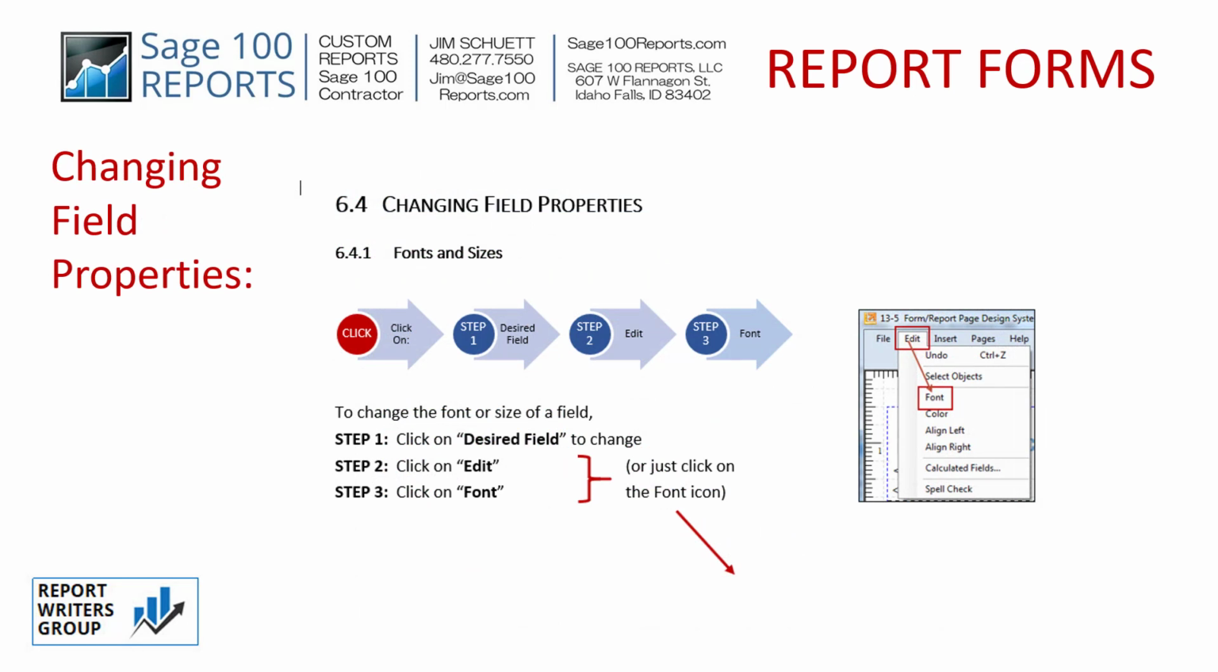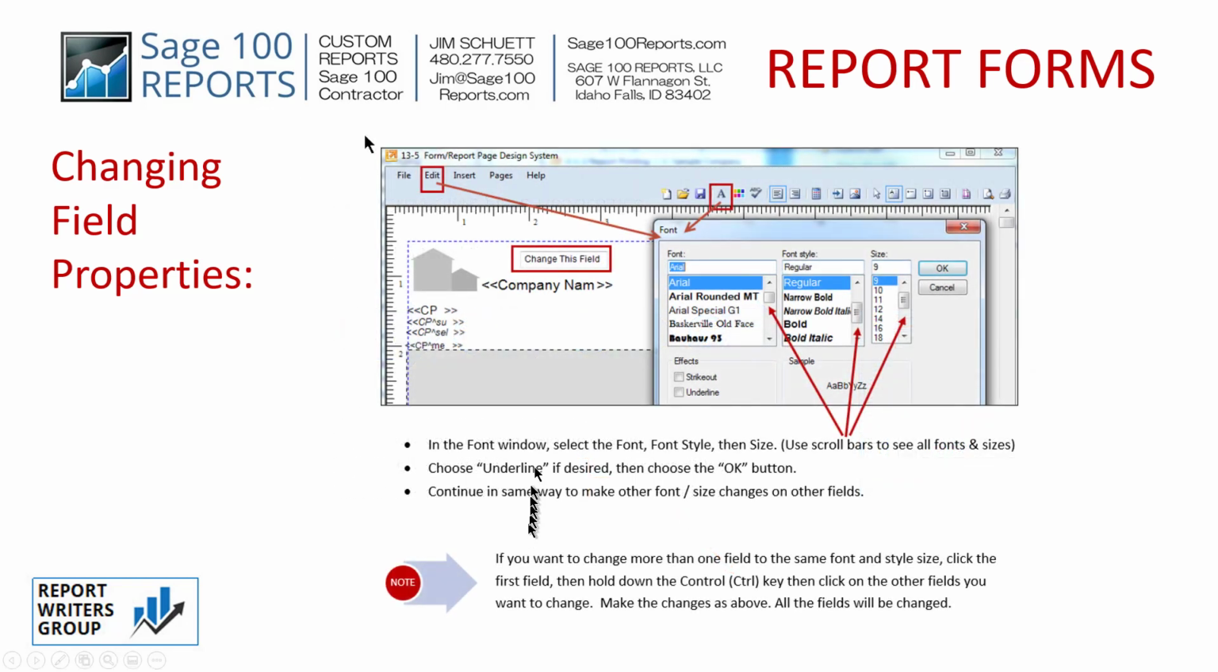Now, when you want to change the field's properties, you would click on the desired field, click Edit, and then click Font, or however you want, color and those types of things. And that opens up. Here's your Edit, then Font, and then you can choose the font, the type or style, regular, bold, whatever, and the size. You also have underline down here, a couple things.